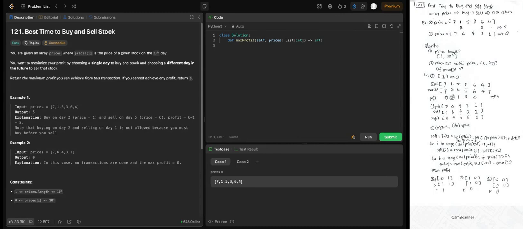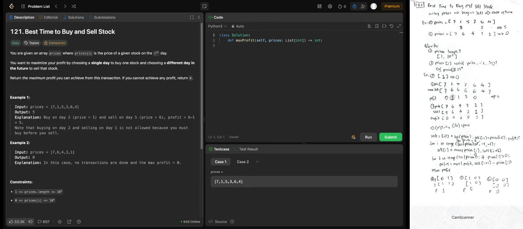And then the second example, we have prices 7, 6, 4, 3, 1. So these are in descending order. So we just return 0 because there is no way we could make a profit with such a prices array. Okay, I think I understand the problem now. Let me think about possible approaches.